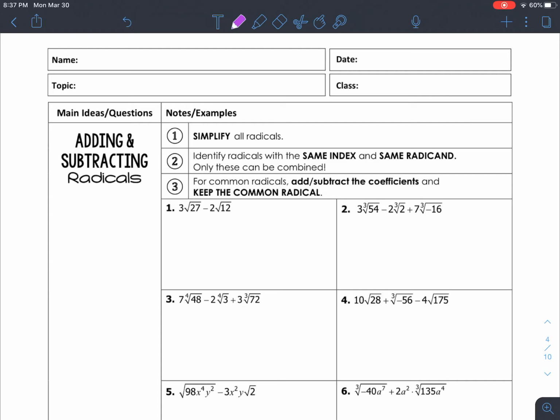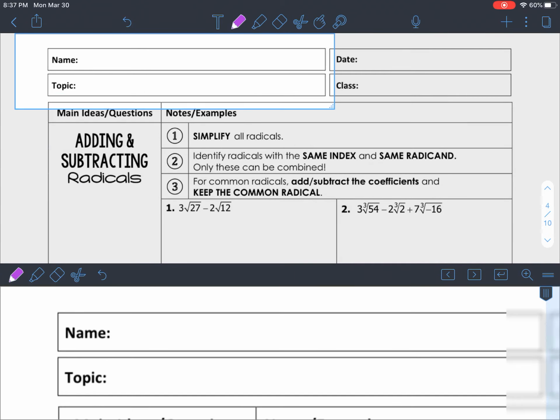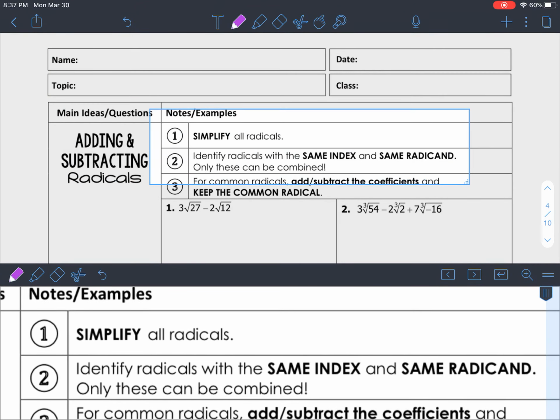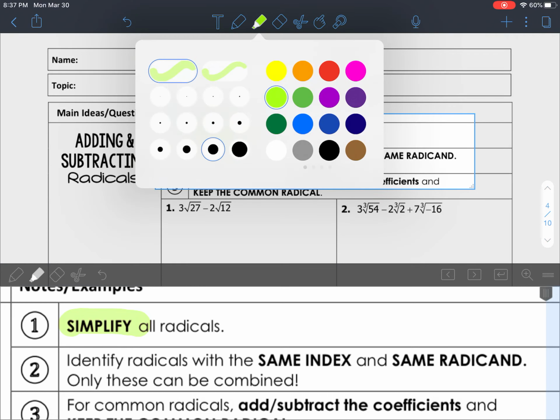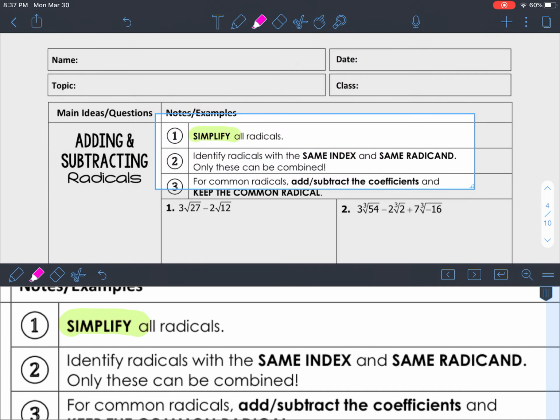So starting off, just like everything that we've done so far, we do have some things that we need to keep in mind when we're doing this. So the first thing is that we need to simplify all of our radicals. All of our radicals need to be in the simplest form that they can be. So that's just like what we have been doing, where we've been breaking the radicals down and making them into their simplest form.